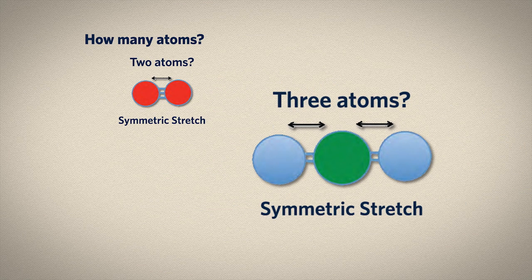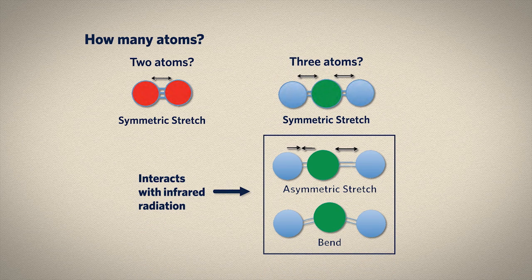Molecules with three atoms can also stretch symmetrically. And again, this type of stretching doesn't interact with infrared radiation. However, molecules with three atoms can also do other things. They can vibrate by stretching asymmetrically, and they can bend, also an asymmetrical movement. This type of asymmetrical motion does create localized charge imbalances, and these modes of vibration do interact with infrared radiation.